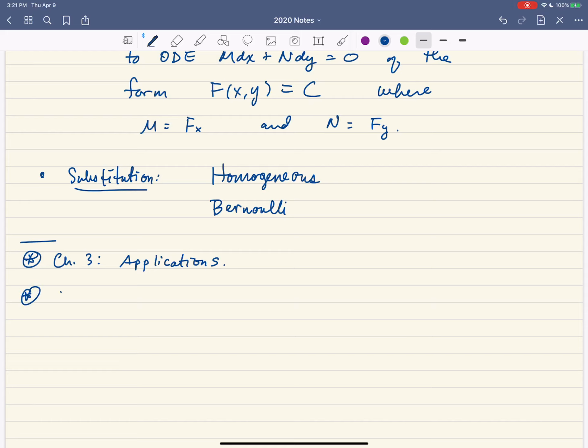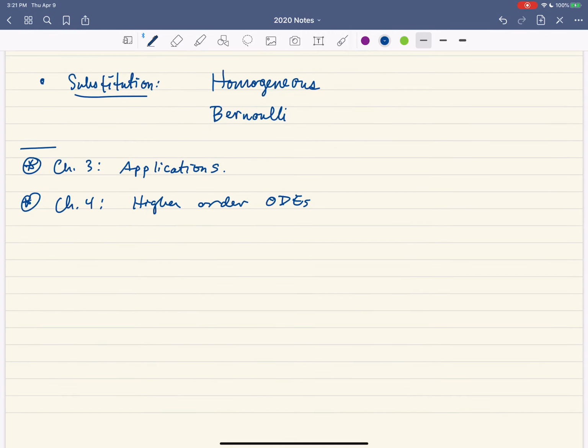Chapter 4 was about higher order ODEs. Let's just describe the general setup. Let's say I have p sub n of x, a polynomial, times the nth derivative of y, plus another polynomial p sub n minus 1 of x times the n minus first derivative, and we're going to do this all the way down to p1 of x times the first derivative plus p0 of x times y is equal to q of x. So there's no y's on the right side, just a function of x.